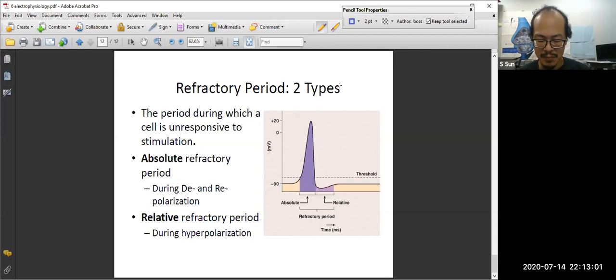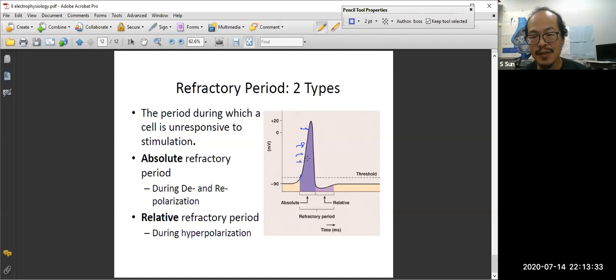One is absolute, which means that if you trigger an action potential, and during this time you want to trigger it one more time, you cannot, because it's already activated, you cannot add anything to it. So that stimulus will not be responded to. That's called absolute. It's the time when our sodium channel is open, a lot of sodium coming in. So you cannot open it anymore.